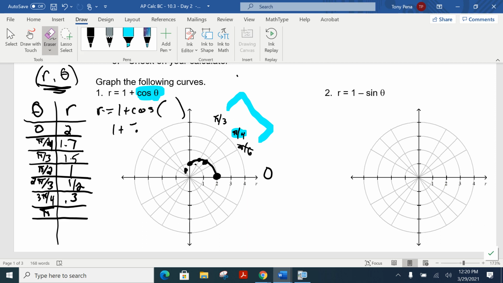Cosine of pi is 0. I'm sorry, no, it isn't. It's -1. And then the 1 plus the -1 should give us a 0. So while we're looking at pi, when we have a radius of 0, that means we don't go anywhere. So now just connect these.